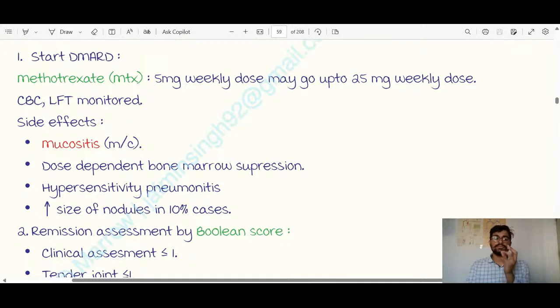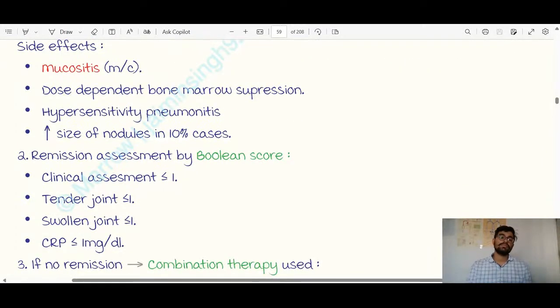CBC and LFT should be monitored. What are the side effects of methotrexate? Mucositis, dose-dependent bone marrow suppression, hypersensitivity pneumonitis, increased size of nodules in 10% of cases. Remission assessment by Boolean score: clinical assessment less than 1, tender joint less than 1, swollen joint less than 1, CRP less than 1 mg/dL. So these are the remission assessment Boolean scores for rheumatoid arthritis, and it should be less than 1.